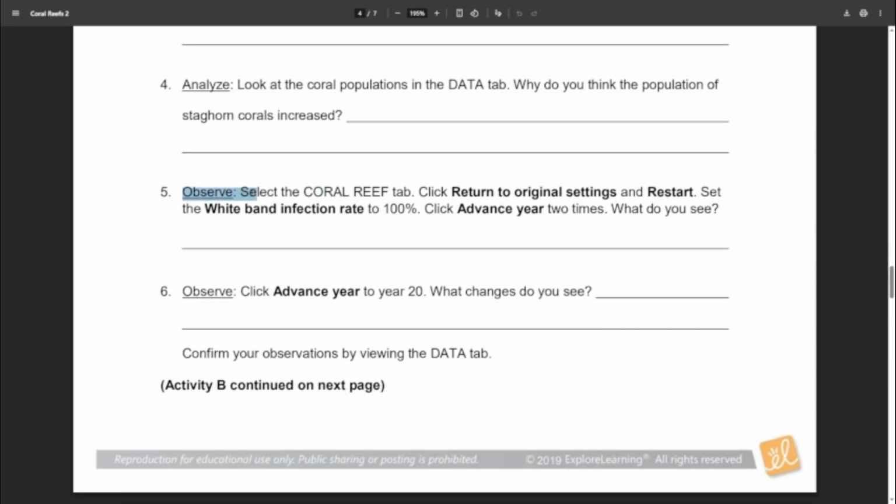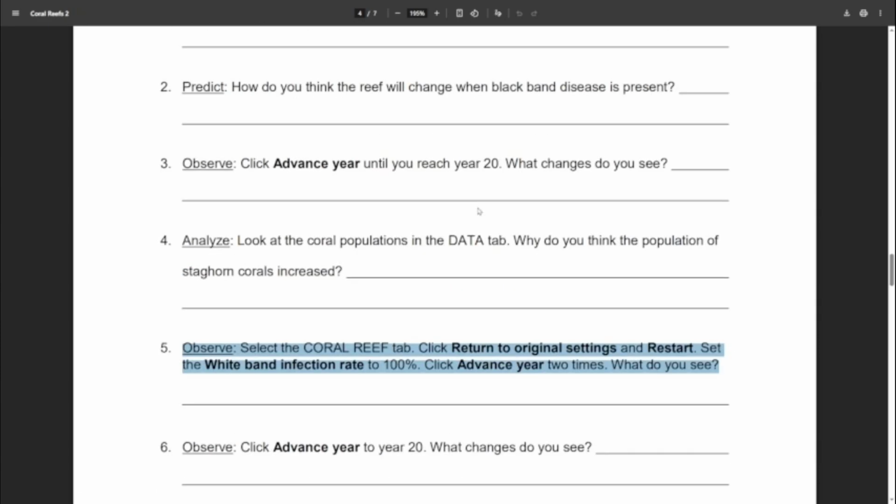Number 5, observe the Coral Reef tab. Click Return to Original Settings and restart. Set the white band infection rate to 100%. Advance year 2 times. What do you see?